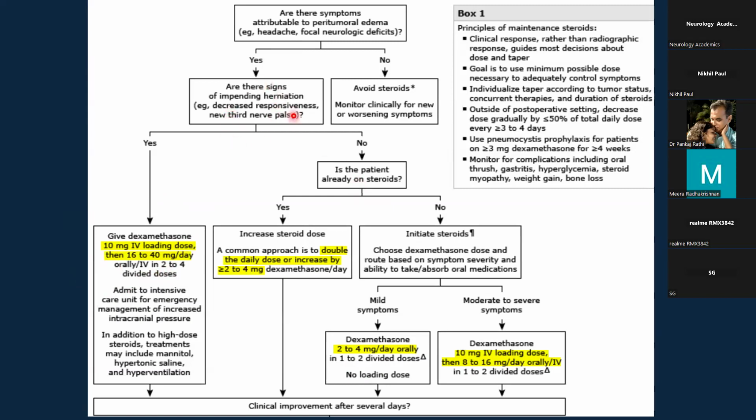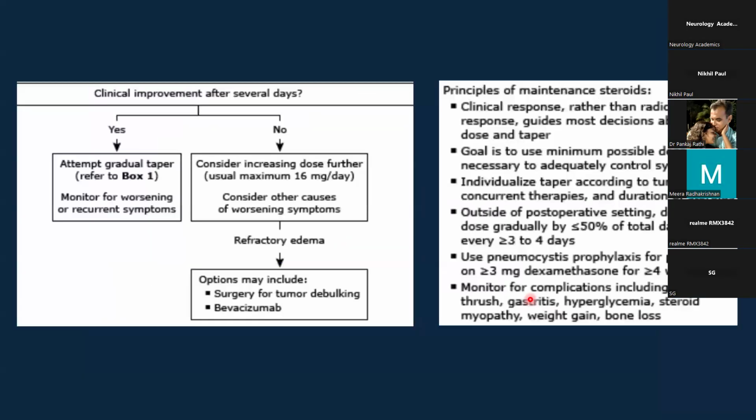Suppose there are no signs of impending herniation, and you want to initiate steroids: if the symptoms are mild, we can go for oral Dexa 2 to 4 mg per day, or if there are moderate to severe symptoms, we can go for IV, 10 mg IV followed by a lower dose, 8 to 16 IV. So this is the recommendation, and later on we can taper the dosage of steroids as needed.